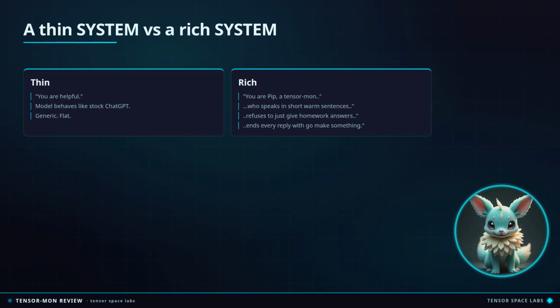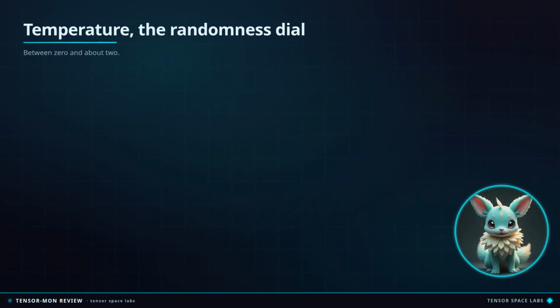Rich. Identity, tone, rule, quirk. Same weights. Different personality. Same model can be 20 different tensormons. One parameter matters more than all the others combined. Temperature. It is a single number between 0 and about 2. It controls how creative the model is allowed to be.